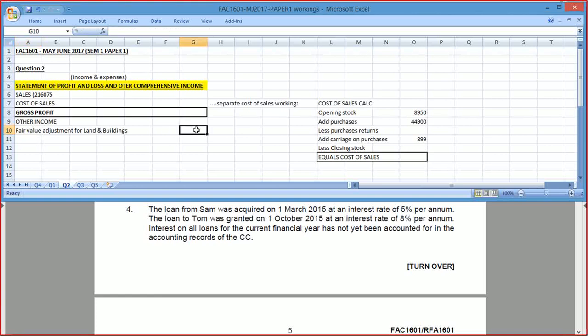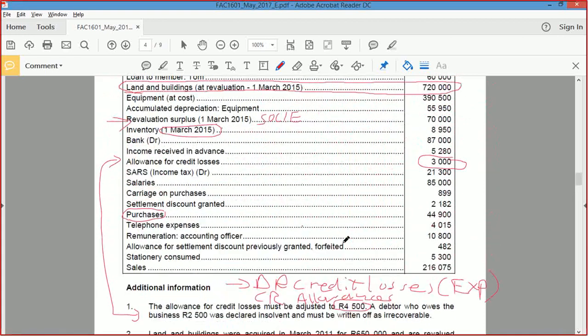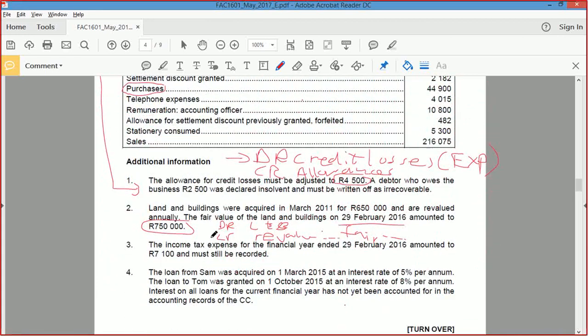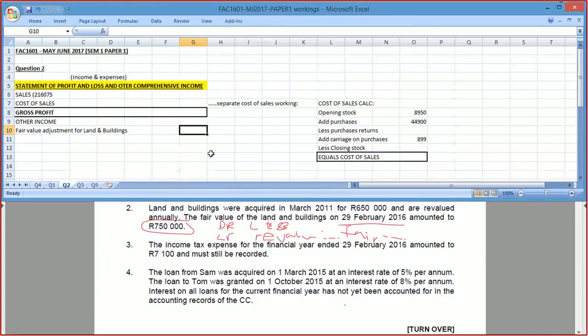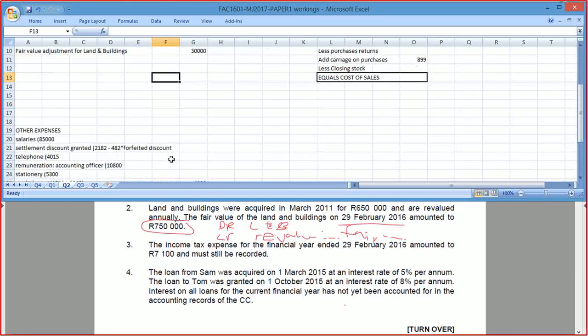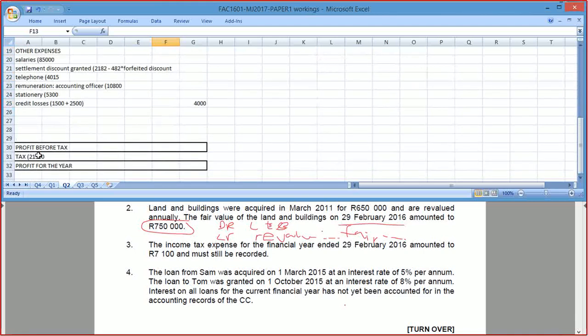Okay, so the land and buildings went up by how much? It was 720, it should be 750, so it's gone up by 30. Good. Next, 3. Income tax expense for the year amounts to that. Must still be recorded. So what must we do to this amount here? You need to record it. Plus or minus? Plus. Correct.